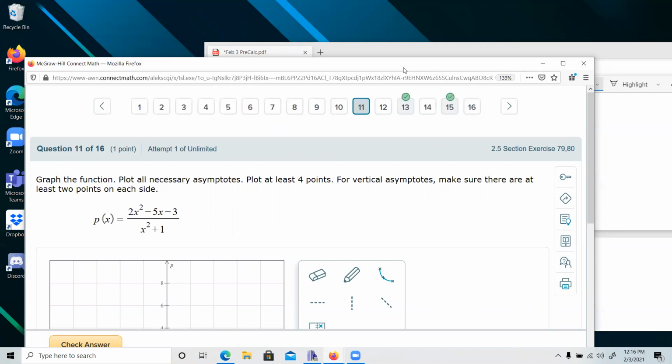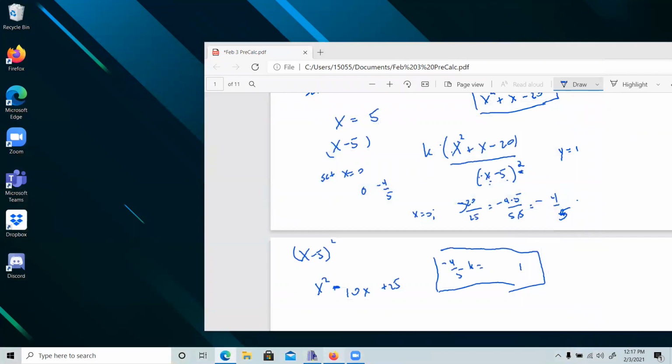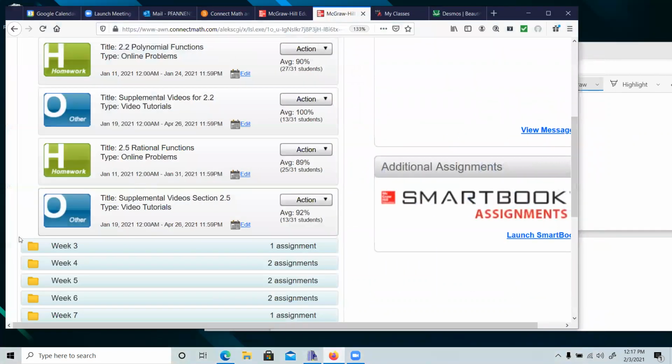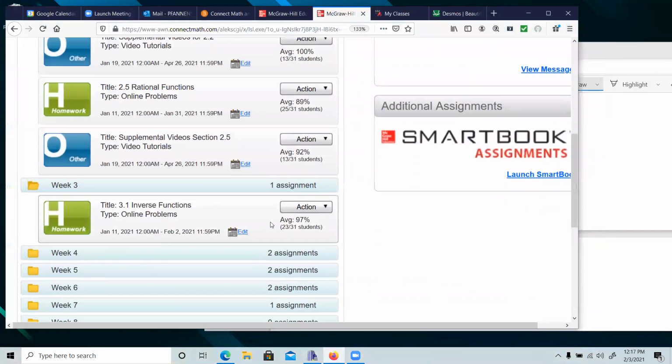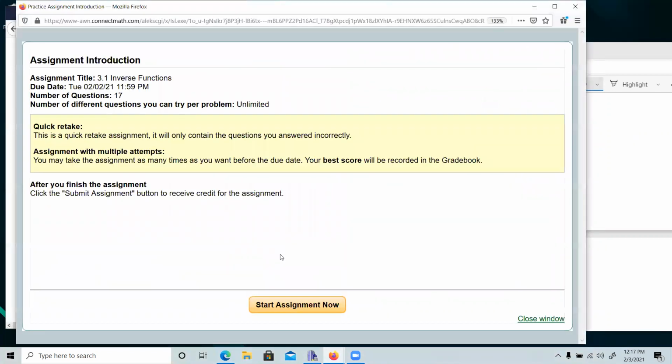Let's go ahead and look at an inverse function. Okay, go on to the next one. So inverse functions, preview. Yep, start.